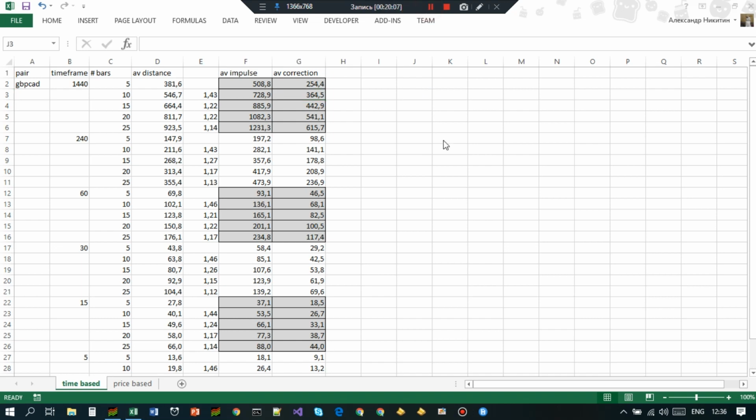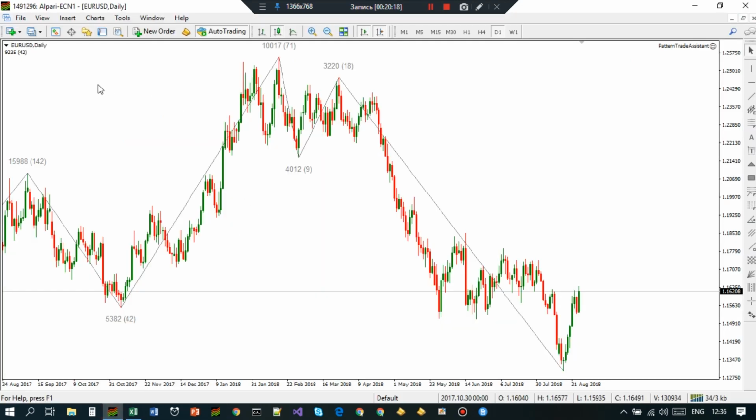Okay, I have changed my indicator, and now it is not showing only the distance in pips, it is also showing the distance in time at the same time. So if we go here, we see the pip distance, and in brackets we see the number of bars. So this is the average pip distance, this is the average bars for this very algorithm.